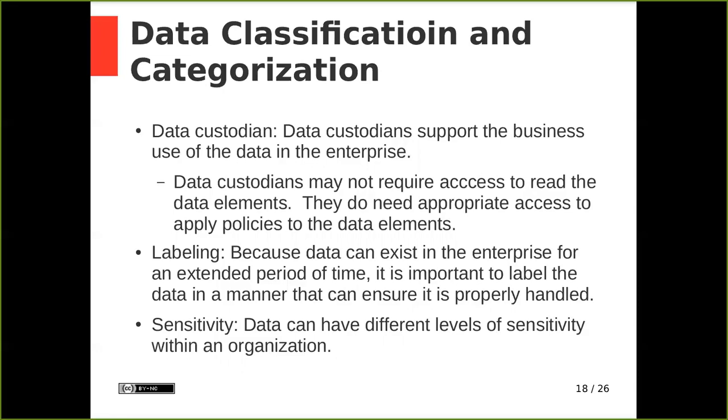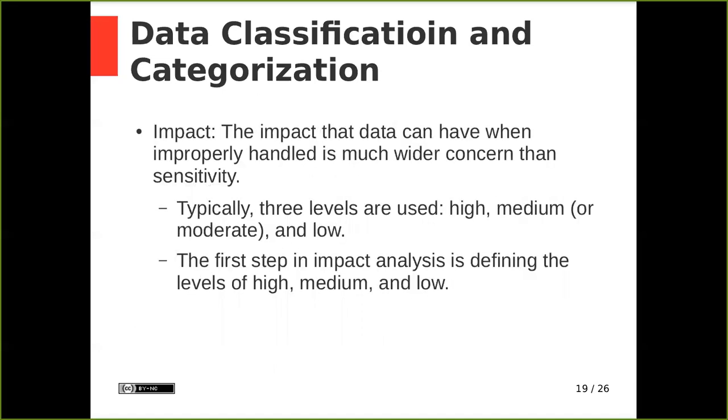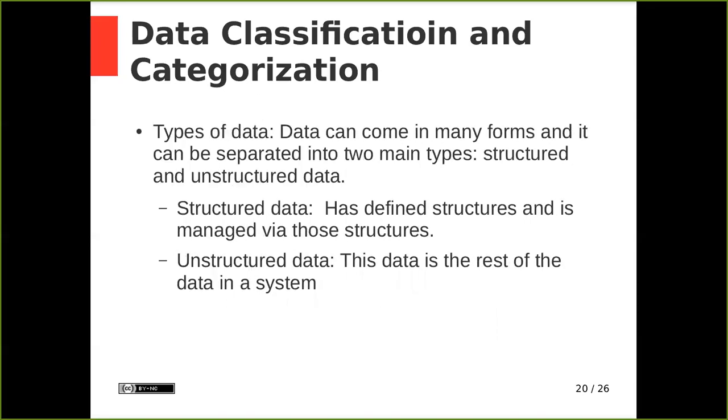And then sensitivity, so data can have different sensitivity levels within an organization. The impact that data can have when improperly handled is a much wider concern than sensitivity. So typically there are three levels: high, medium, low. The first step in impact analysis is defining the levels of high, medium, low. The types of data. Data can come in many forms, and it can be separated into two main types: structured and unstructured data. Structured data has defined structures and is managed via those structures. Unstructured data is the rest of the data in the system.